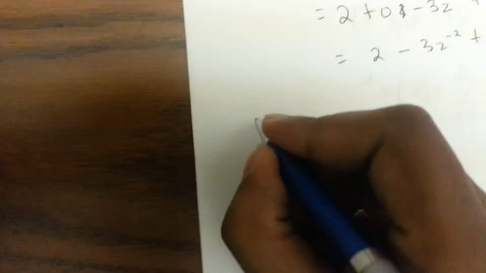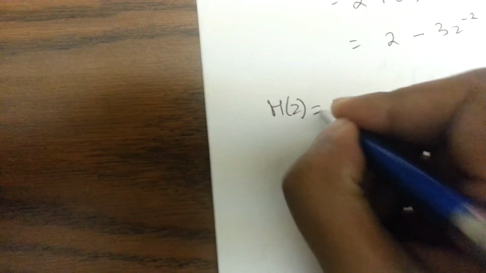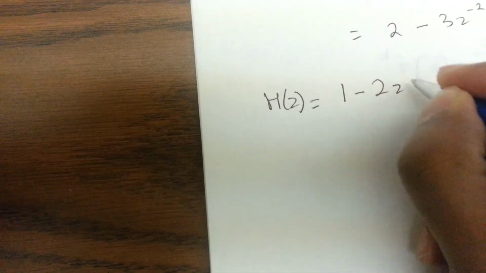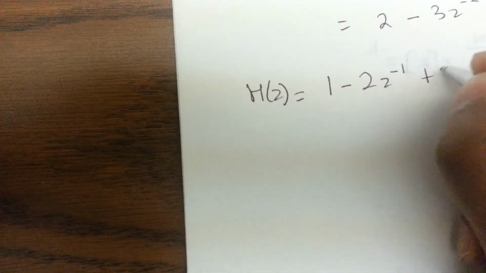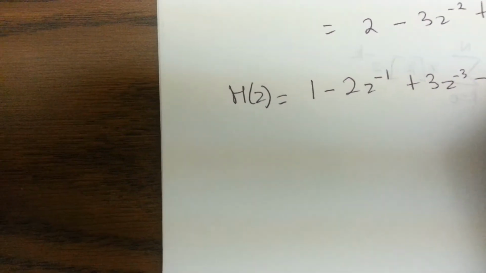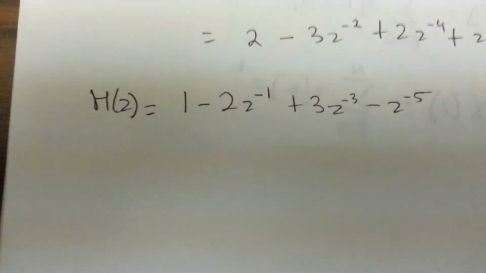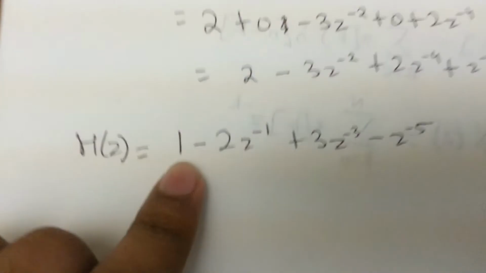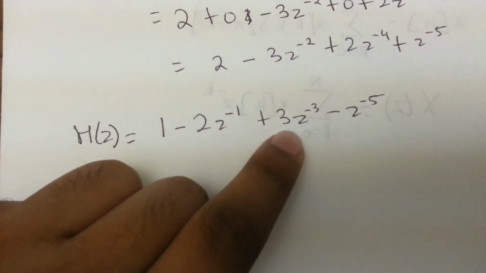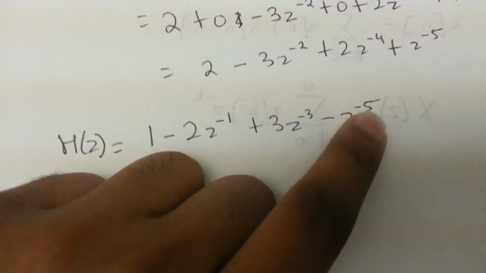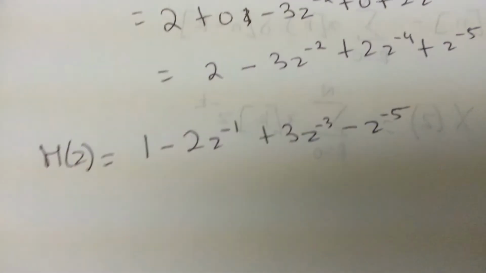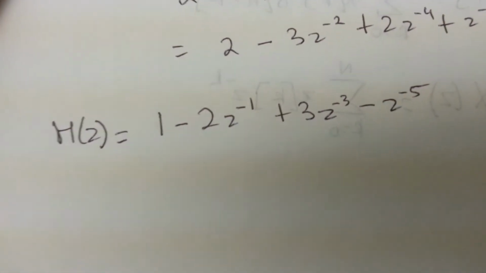So let's have a function, let's call it h of z, and let this be 1 minus 2 z to the minus 1 plus 3 z to the minus 3 minus z to the minus 5. As you can see here, the time interval n here is 0, in this case n is 1, n is 3, n is 5. So these are the k-th components. These are the time intervals we're dealing with in this case.